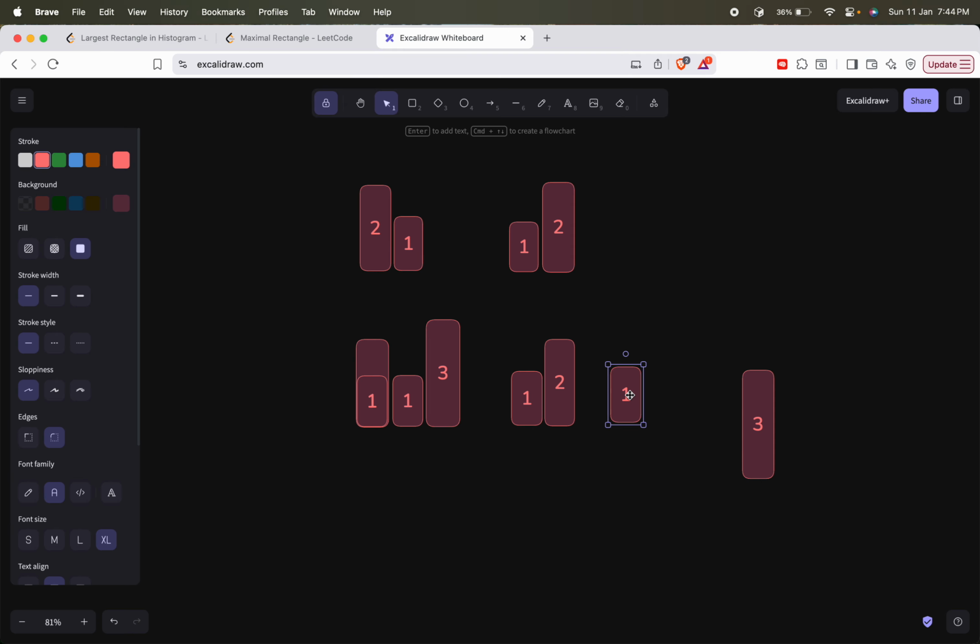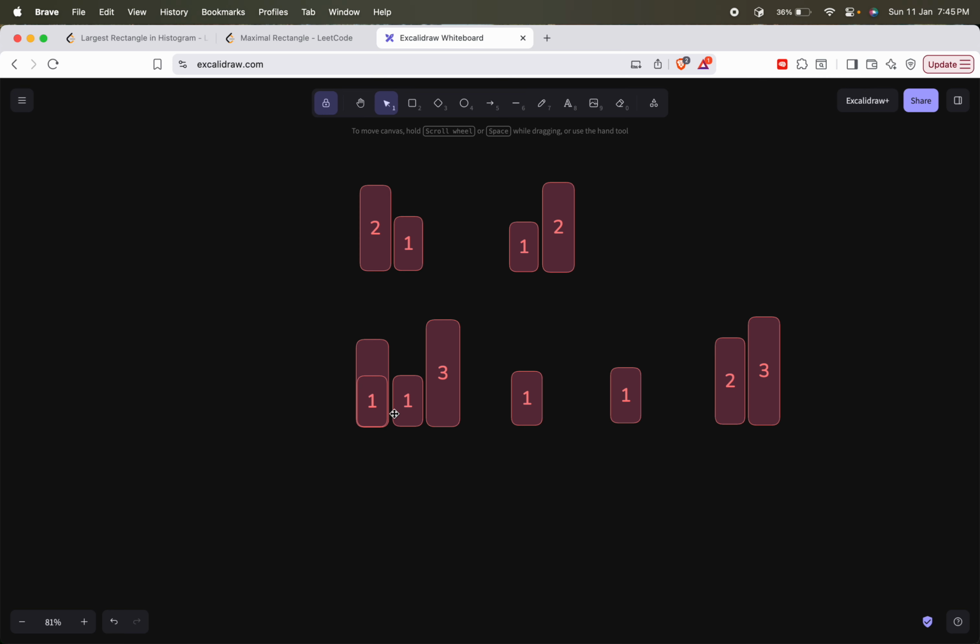Okay, now 2 cannot be extended further. That means I should also calculate the area of 2. If 3 is ideally here, that means I can consider an area of 2. So this index minus this index times the height of this, which is 2 times 2, which is 4. So the maximum area so far is 4. Now I will also remove this. Now I have 1 and 1 is equal, I can still extend it, so the area will be 1 times the length, which is 4. So the maximum area so far is 4.